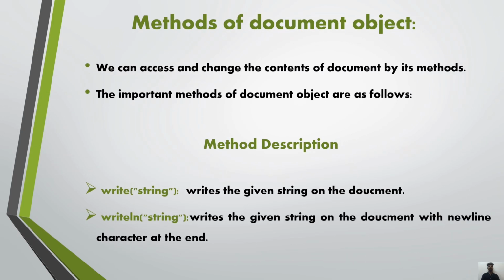Next, methods of the document object. It can assign and change the content of the document. Some important methods of the document object are as below. First one, write(string), to write the given string on the document. Writeln(string), to write the given string on the document with a new line at the end of the string.